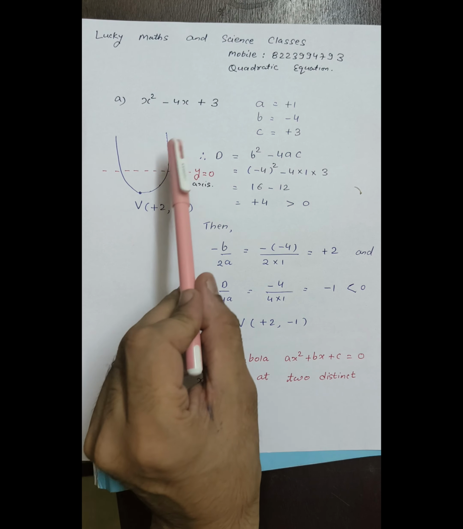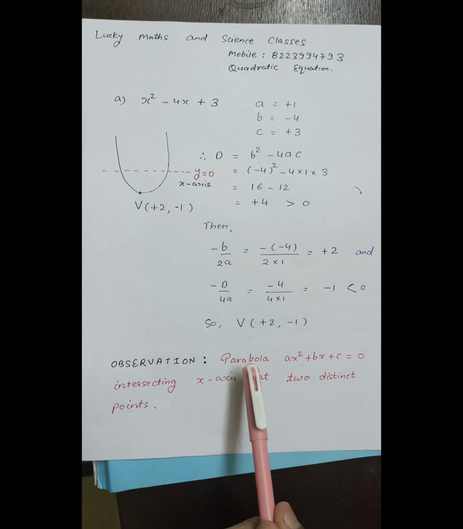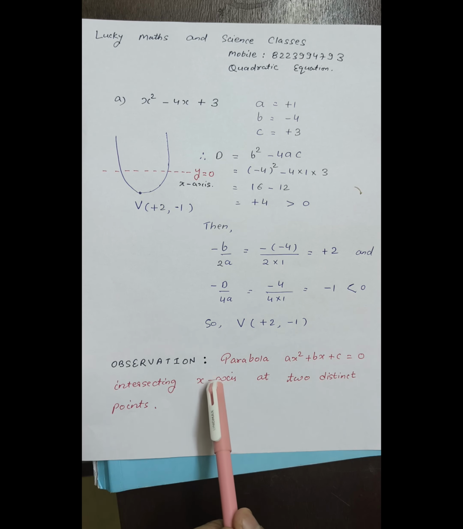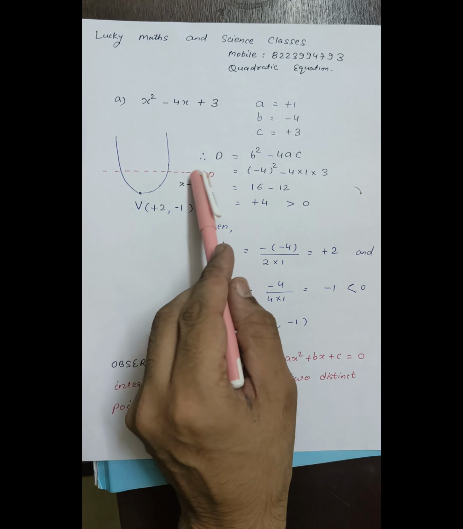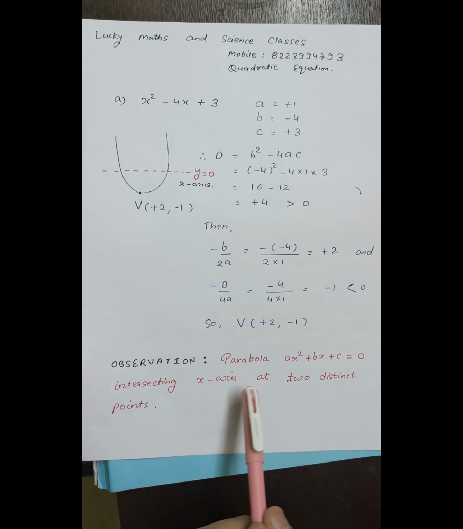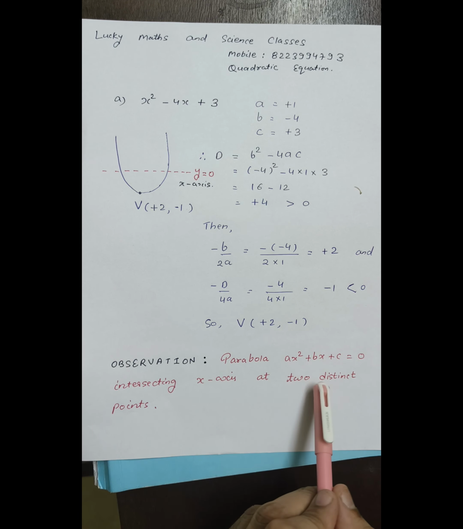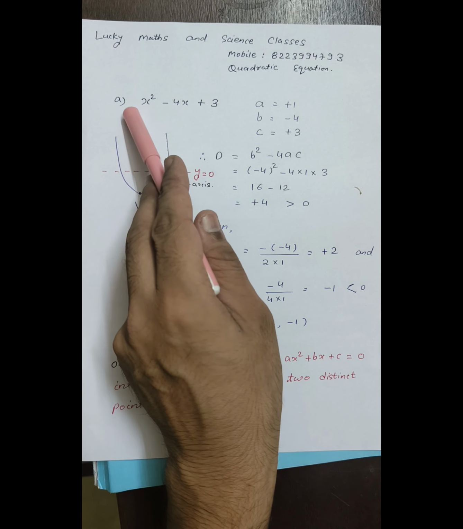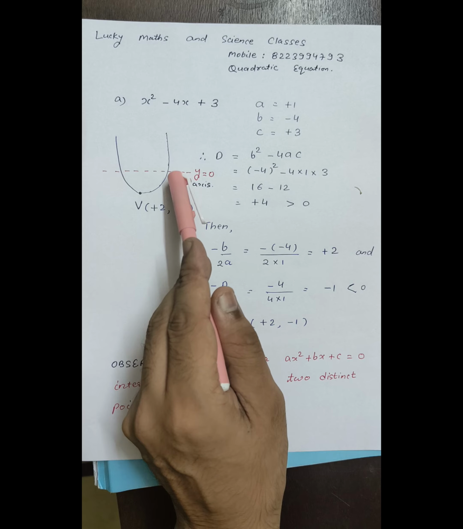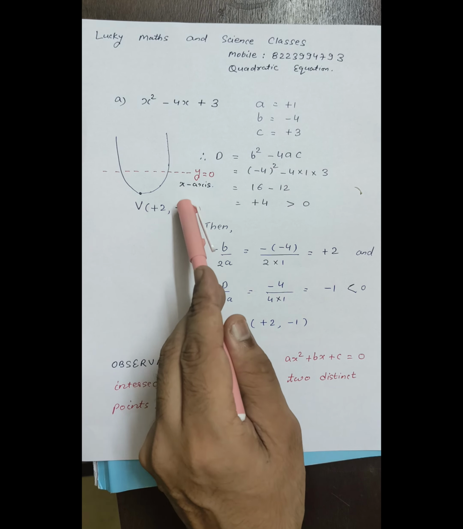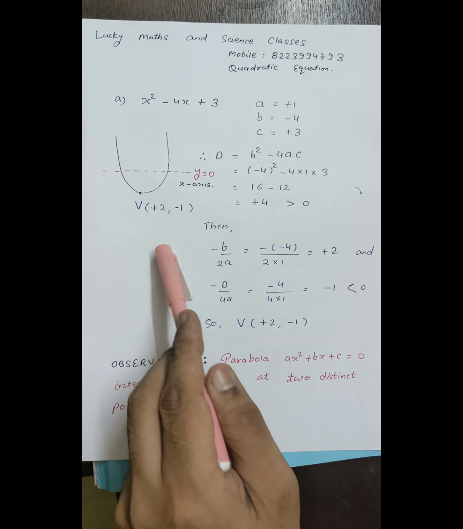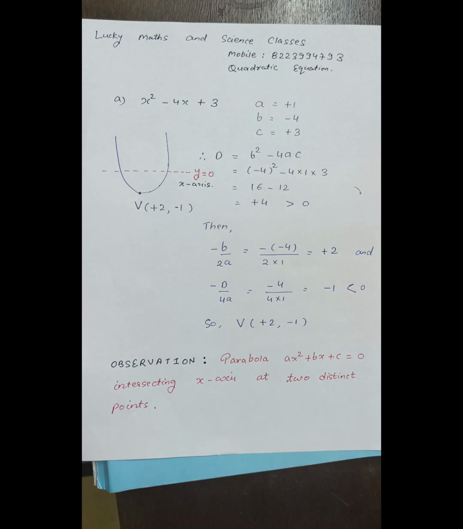Now from the figure it is very clear that parabola ax square plus bx plus c is equal to 0 is intersecting this particular x-axis at two distinct points. Intersecting x-axis at two distinct points means this particular equation x square minus 4x plus 3 is having two distinct real roots. Why real roots? Because the parabola we have drawn is on a real xy plane.